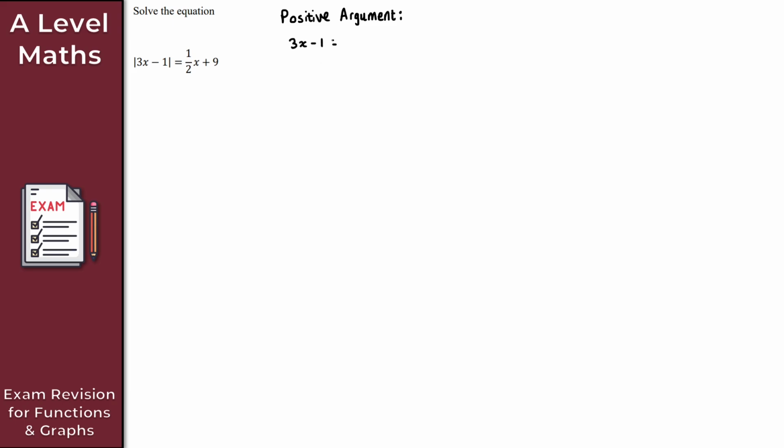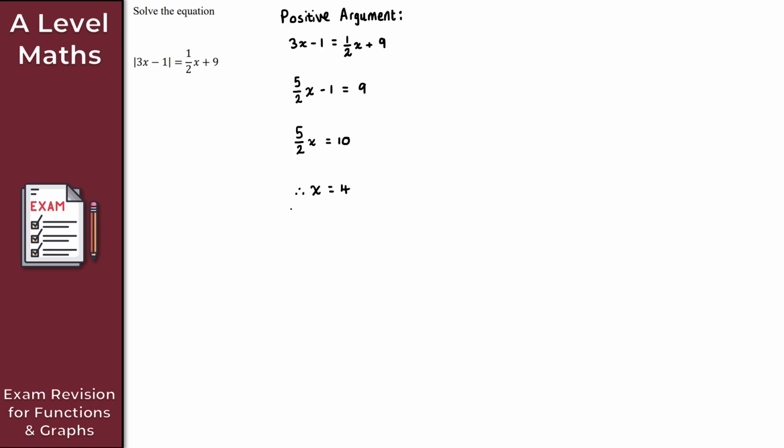We get 3x minus 1 is equal to a half x plus 9. At this point, nice and straightforward, all we need to do is solve this linear equation. Let's subtract a half x off both sides. In that case, we get 5 over 2x minus 1 is equal to 9. Next step is just add 1 to both sides. We get 5 over 2x is equal to 10. Finally, just divide both sides by 5 over 2. In that case, x is equal to 10 divided by 5 over 2, which gives us 4.